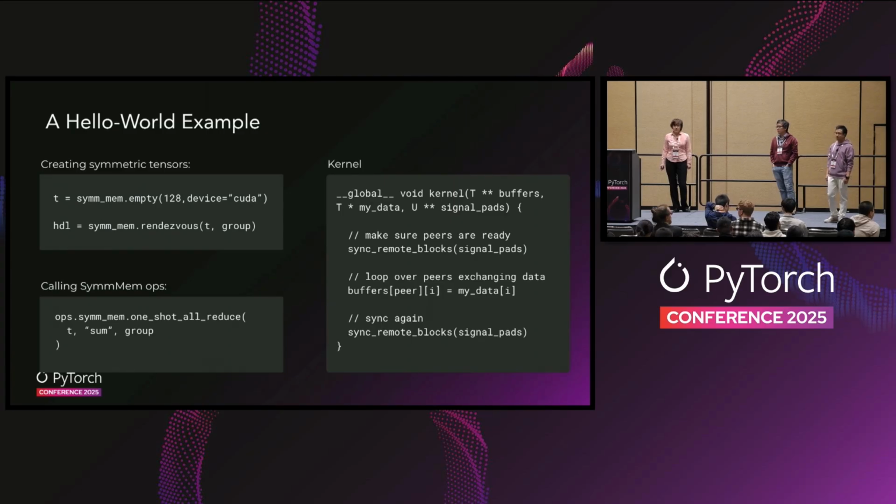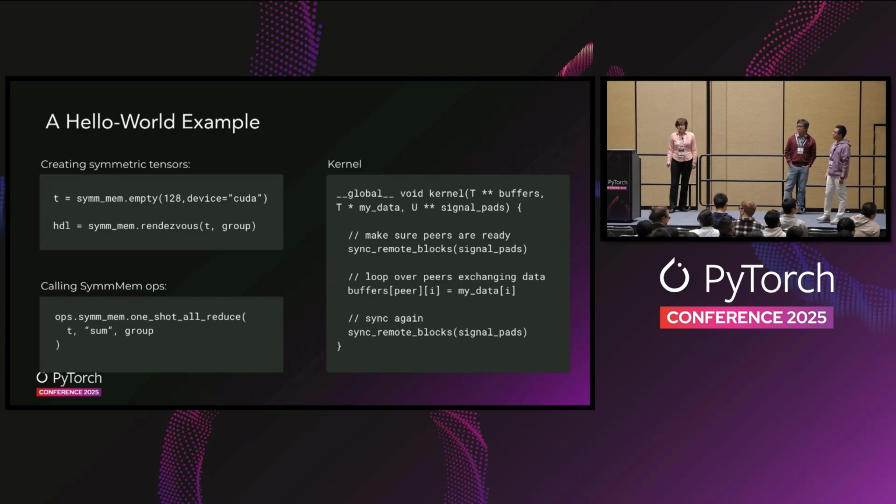The simple way to do it is, for example, to call the symmetric memory kernels that we already have implemented in PyTorch, like one-shot all-reduce. If you want to do something more complicated, the example on the right shows you the very bare minimum of what you can use to write your own kernels. You are getting pointers to your peer devices that you can use for communication.